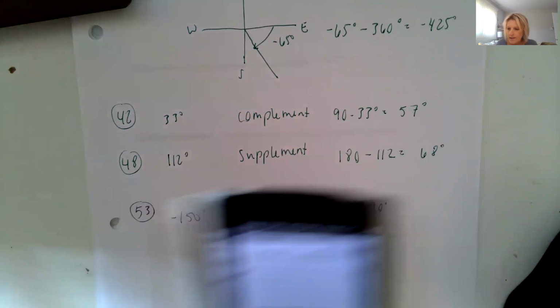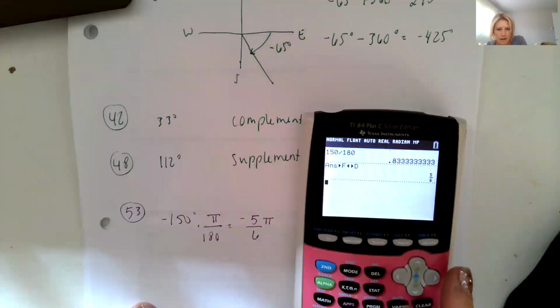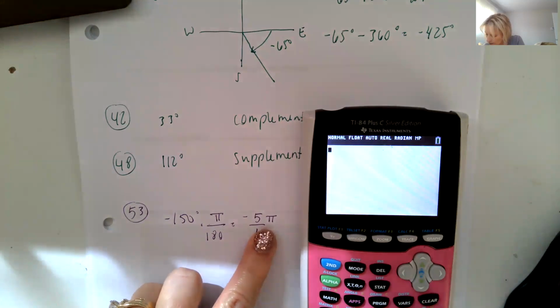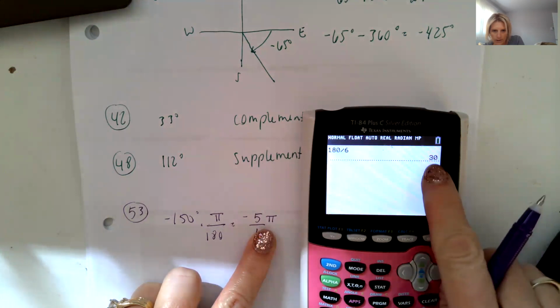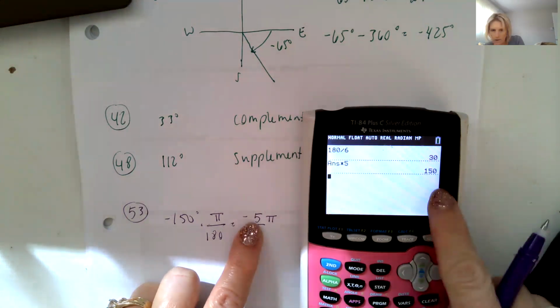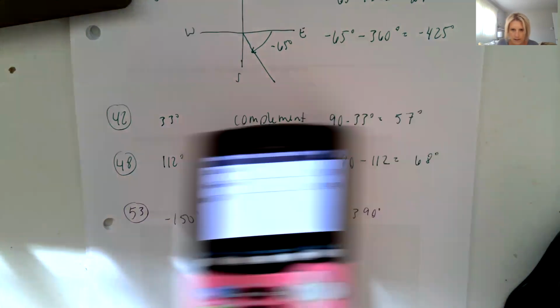So what that's saying, and it's nice to keep practicing this, is if I take pi, which I know is 180 degrees, and I divide it by 6, every one of those 6 is 30 degrees, and I'm going to multiply times 5, which gets me to the 150. That's what that's saying.